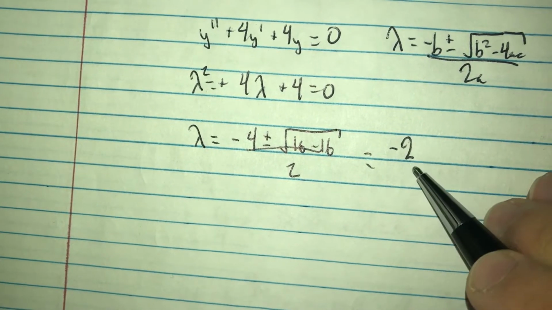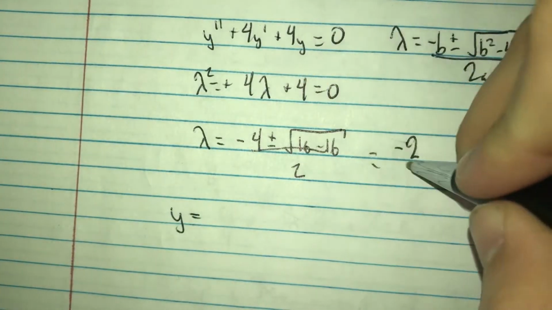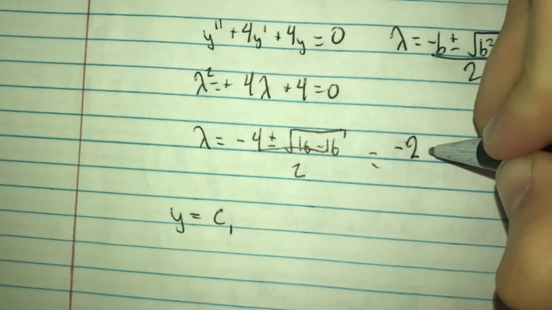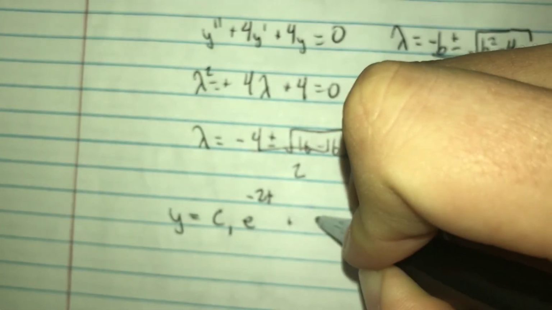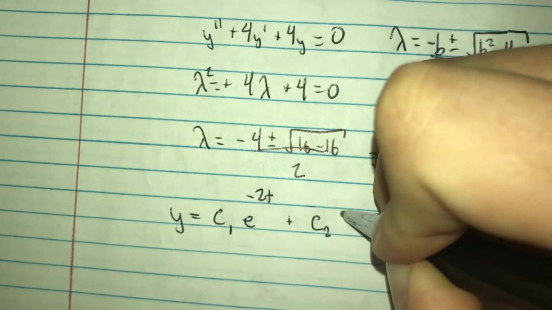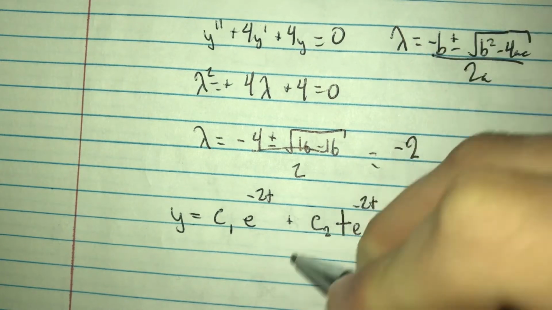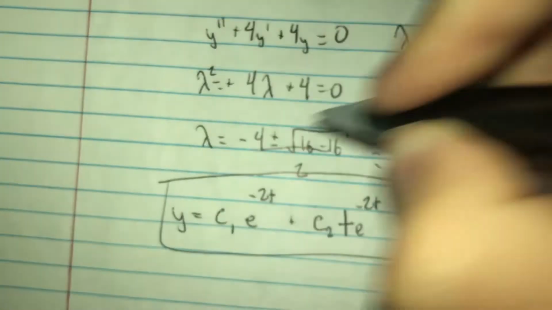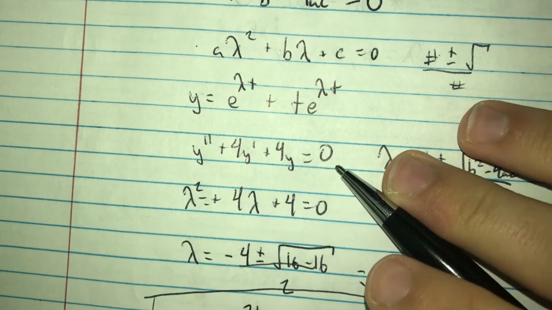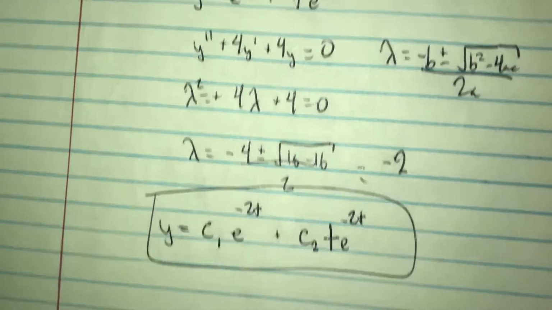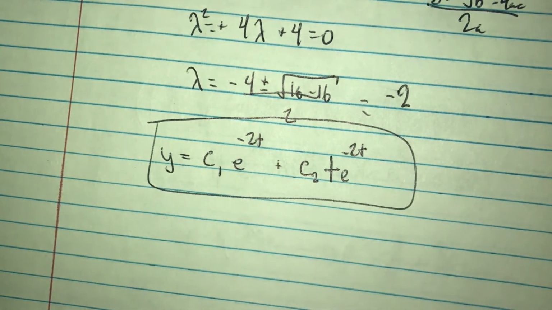So now that we have what lambda equals, we can say y is equal to c1 e to the negative 2t, and then we're going to have the second constant, c2, and add a t, and then e to the negative 2t. And then this would be our general solution for the given problem, y double prime plus 4y prime plus 4y is equal to 0. If we were given initial conditions, we can solve for both c1 and c2.